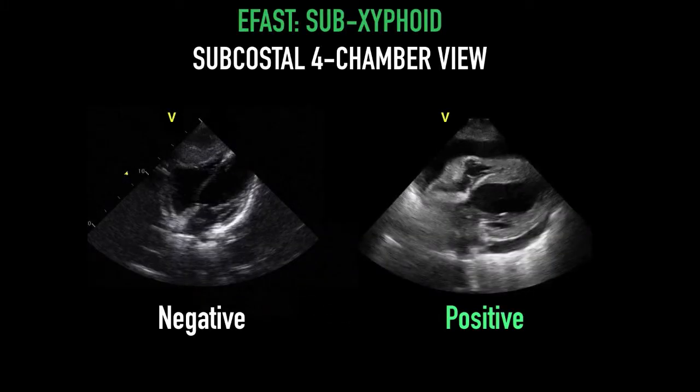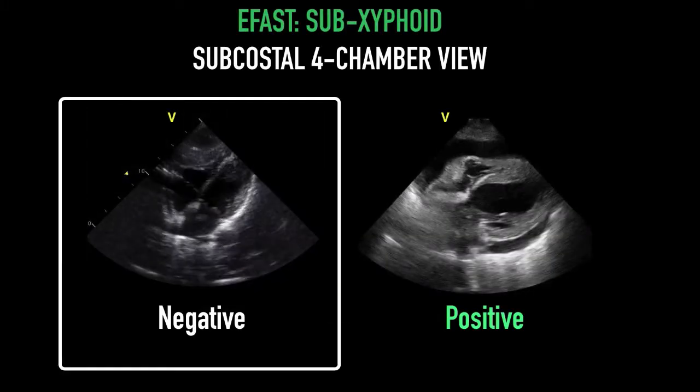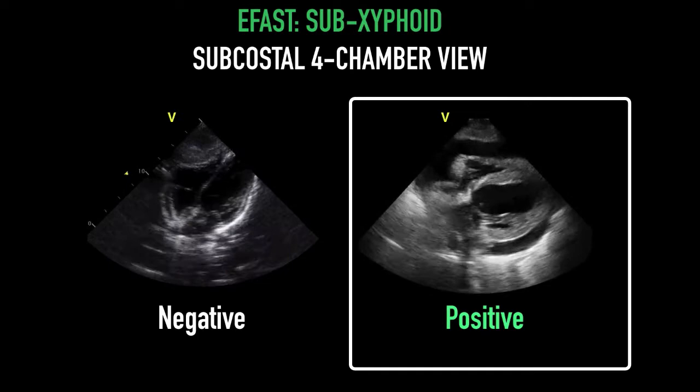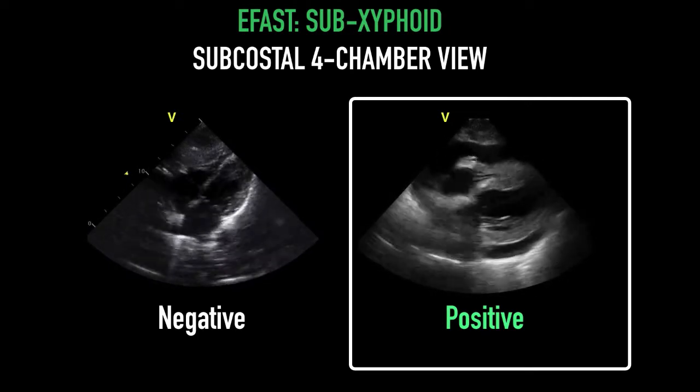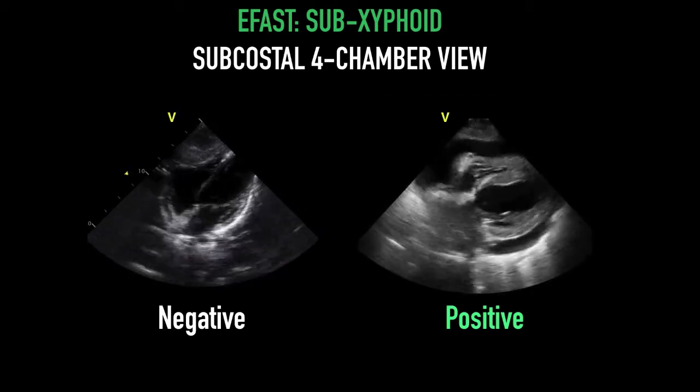Here we have a comparison of a subcostal four-chamber view. On the left, we see it's negative. There is no evidence of pericardial separation. On the right, we can see a large circumferential anechoic space bathing the entire cardiac silhouette.